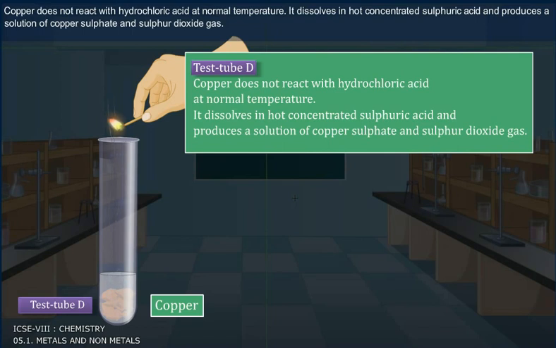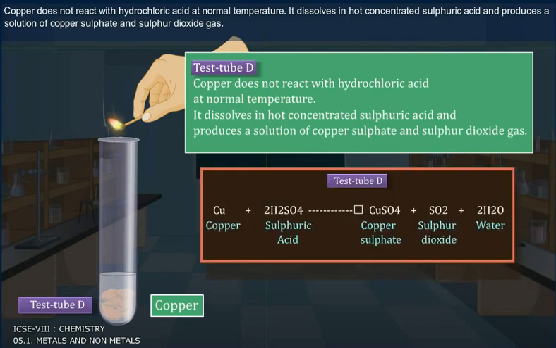Copper does not react with hydrochloric acid at normal temperature. It dissolves in hot concentrated sulfuric acid and produces a solution of copper sulfate and sulfur dioxide gas.